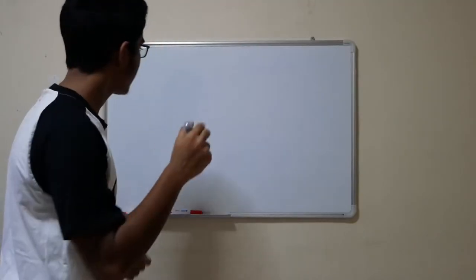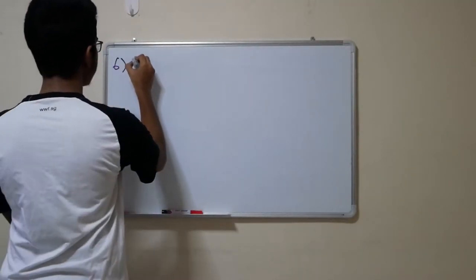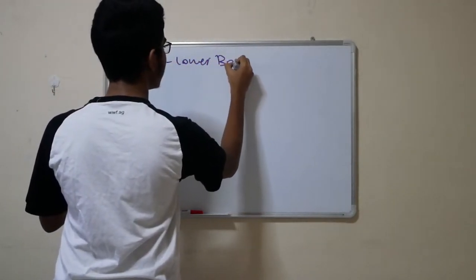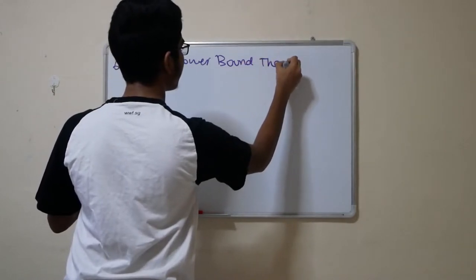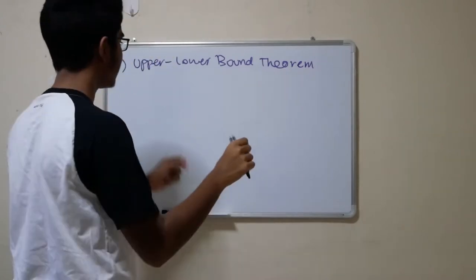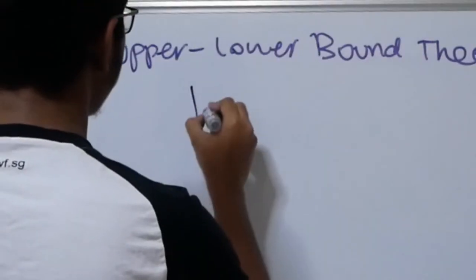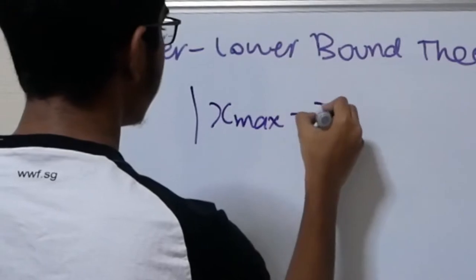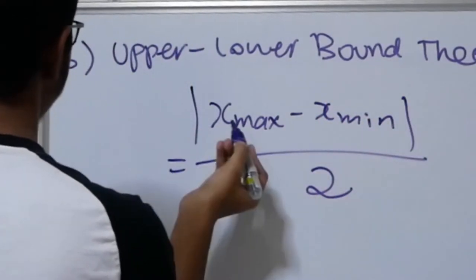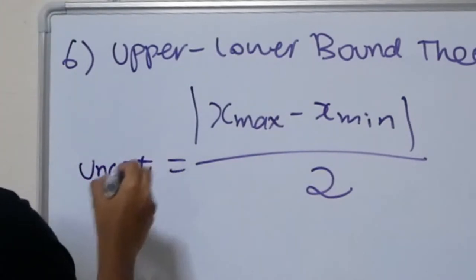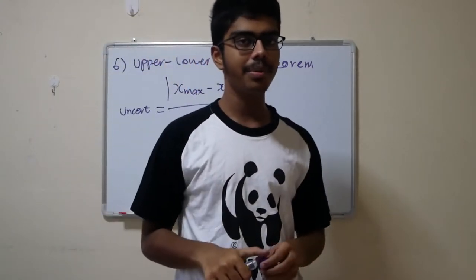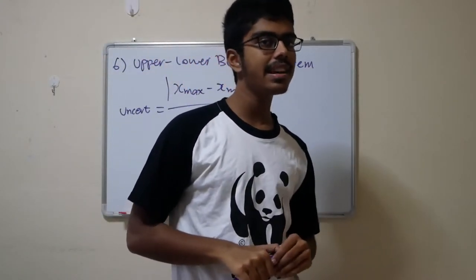Concept number six. We have heard of this in measurement. Is this the upper, lower bound theorem or some kind of formula where you just calculate the uncertainty when you use one value and uncertainty in another value, and you take the modulus of x max minus x min and you divide it by 2 to find the uncertainty? Remember this formula from measurement? Now some people are asking, is this formula relevant? The answer is yes and no.